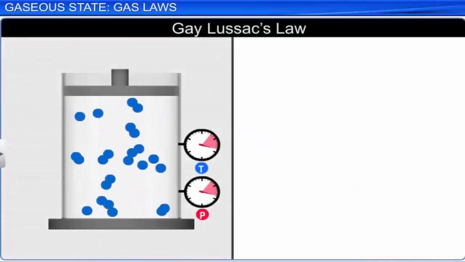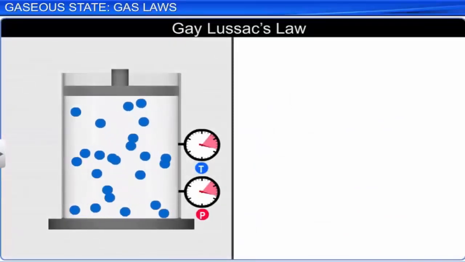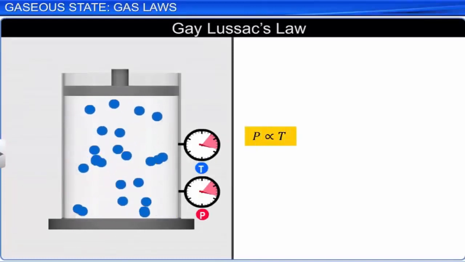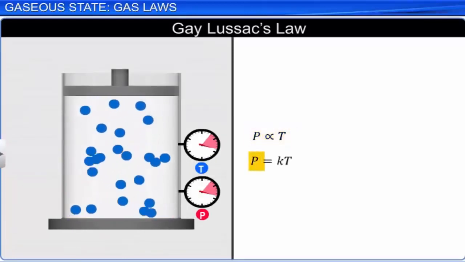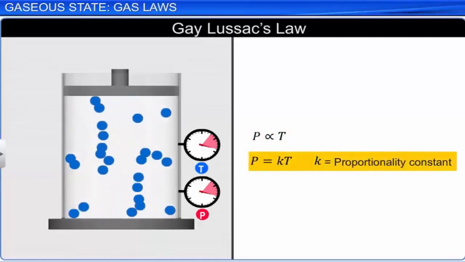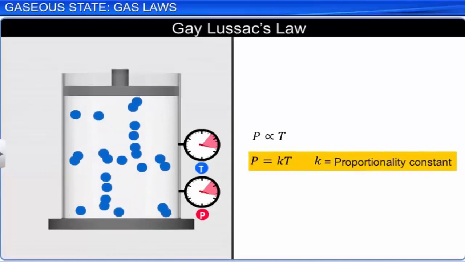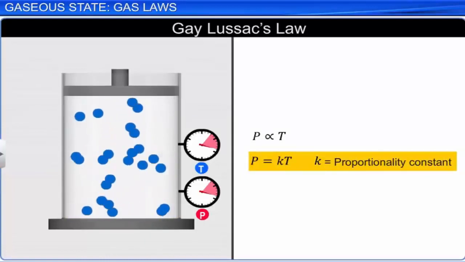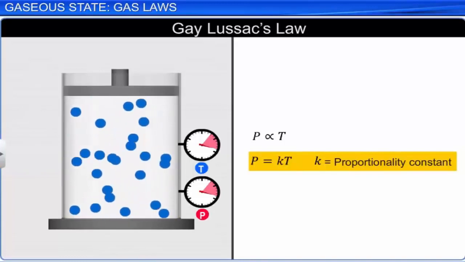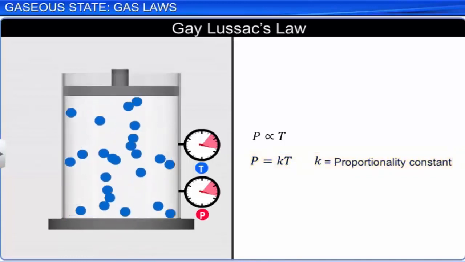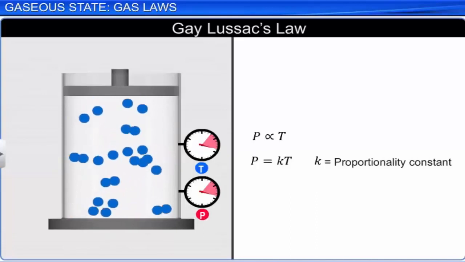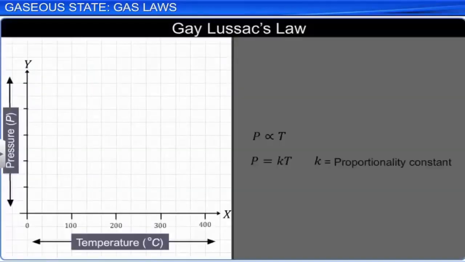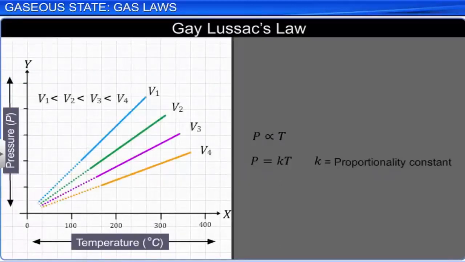Mathematically, Gay-Lussac's law can be written as P is directly proportional to T, or P is equal to KT, where K is the proportionality constant. The numerical value of the constant K depends upon the amount of the gas taken and the volume. This law can also be derived by combining Boyle's law and Charles' law. If we plot pressure versus temperature for a given volume of a gas, we get straight lines corresponding to each volume. These lines are called isochores.